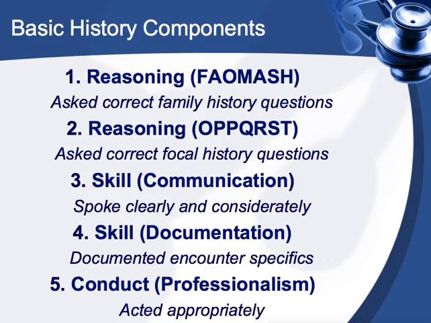Question number 1 is the student's reasoning. Did they ask correct family history questions? In parentheses, you'll see FAIL-MASH as an indicator that the first question is evaluating family history taking skills. Next is their reasoning on OPQRST or the focal history. Did the student choose and ask the correct focal history questions? Number 3, their skill and communication. Did the student speak clearly and considerately?